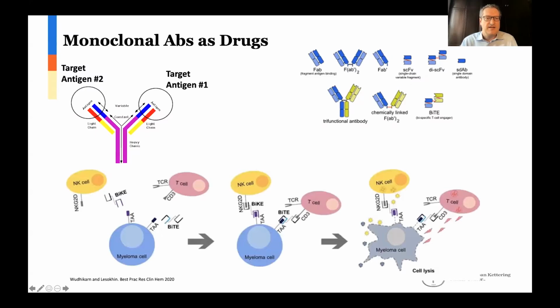And the concept here is, again, you bind through this variable region your target antigen on the myeloma cell, and then you recruit another cell specifically, for example, a T cell, which is a kind of immune cell that's very important in cancer control. And you activate that T cell, or here an NK cell. And in both cases, this leads to a secretion or release of various mediators that lead to myeloma cell death.